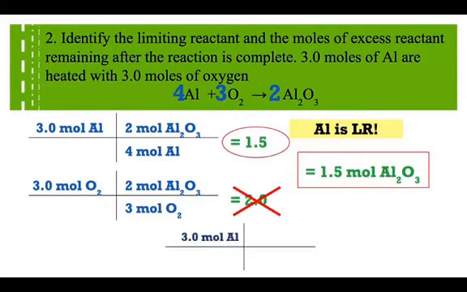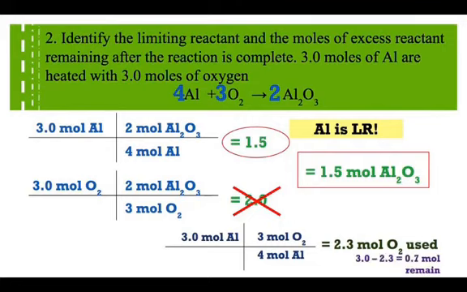And if I use those 3 moles of aluminum, I can calculate how much oxygen got used up when reacting with that aluminum. It's technically 2.25, but I rounded that to 2 sig figs here, so 2.3 moles of oxygen got used. When I subtract 3 minus 2.3, that means 0.7 moles were remaining.